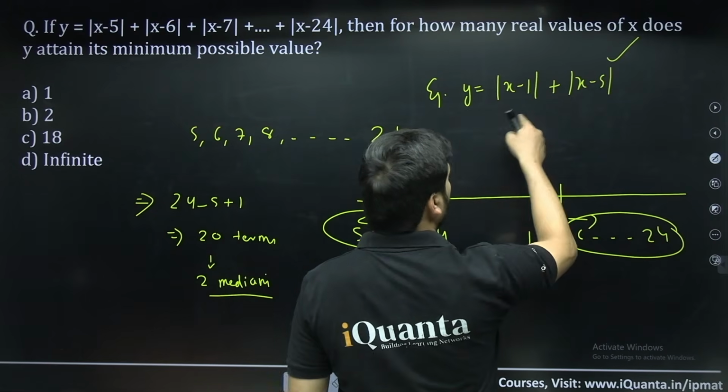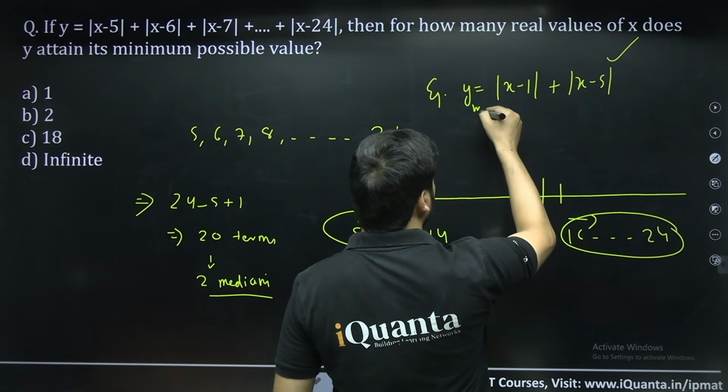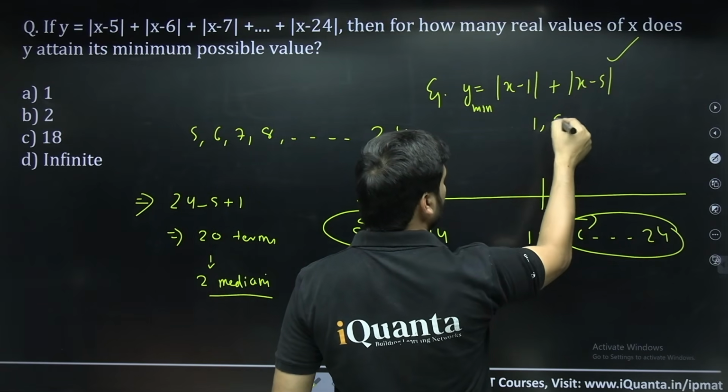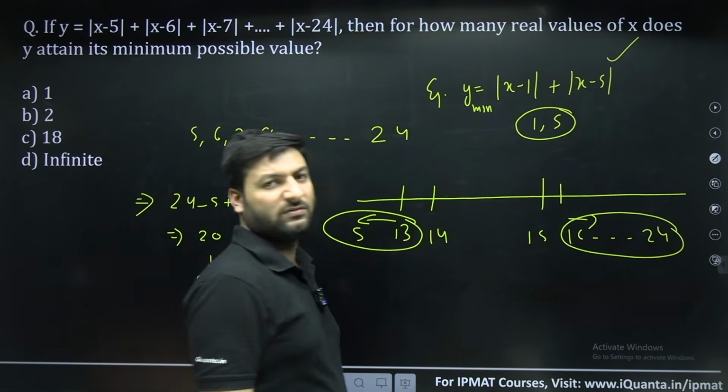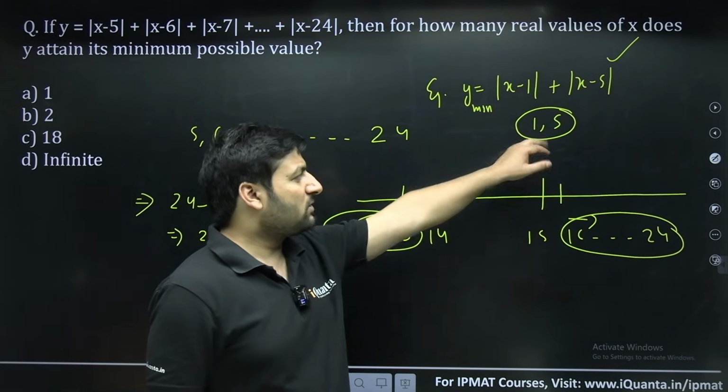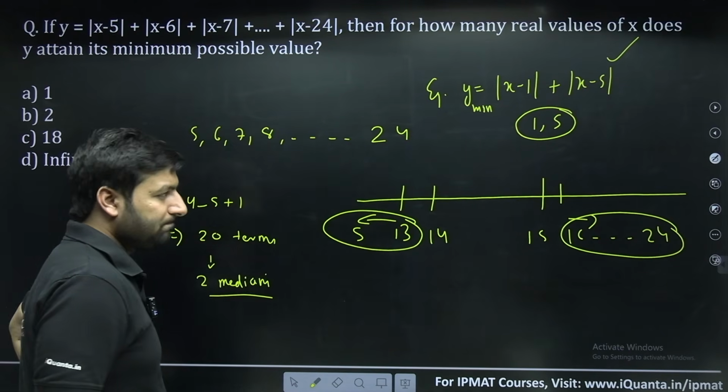So what is going to happen? I am going to find out its minimum value. Minimum value will occur at critical points, right? So we have 2 critical points, 1 and 5. There are an even number of critical points, so both are medians. Both are medians. So now what happens in this case?